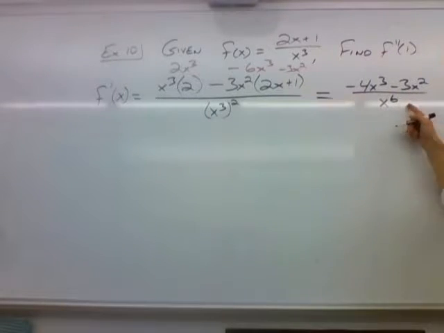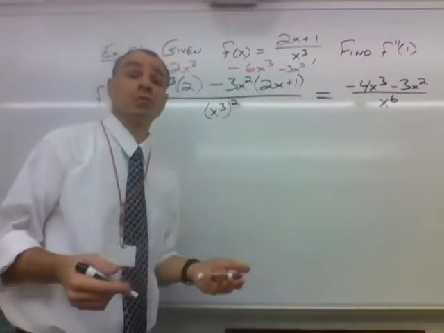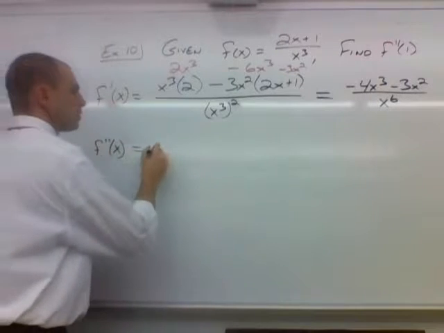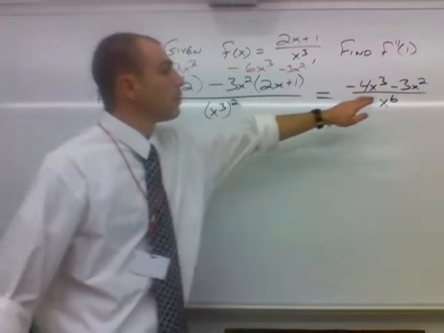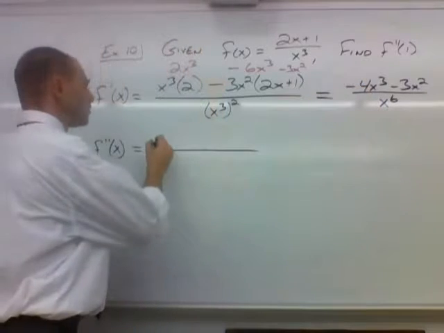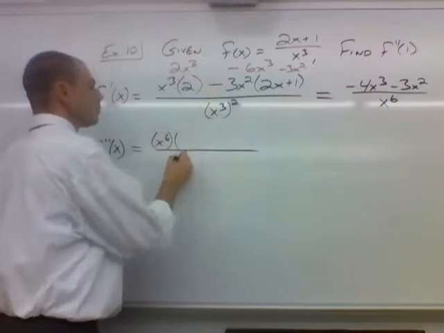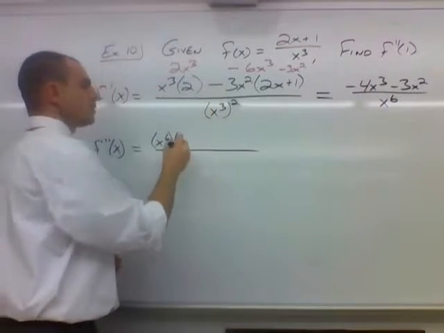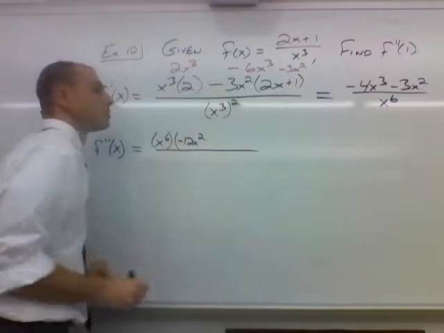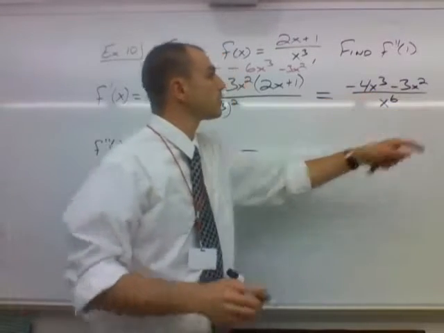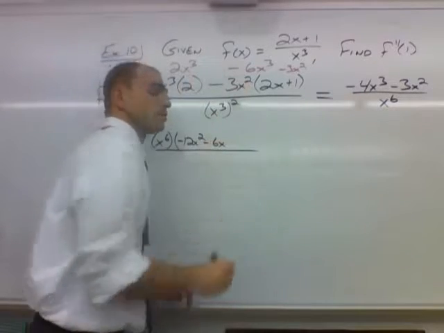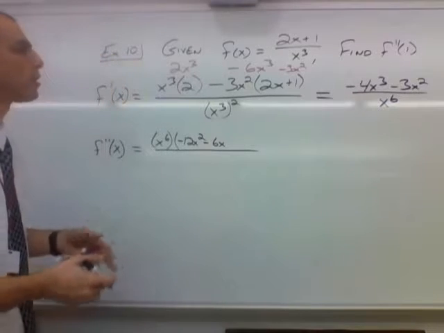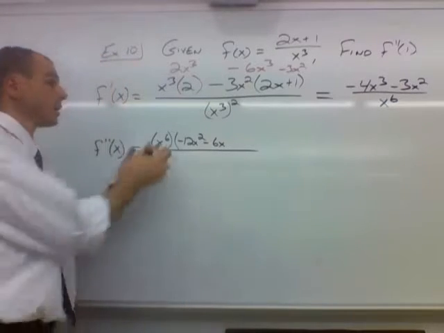Okay, now we have to derive this, and that's going to require the quotient rule a second time. So we're going to go to f double prime of x. All right, that's going to be another fraction bar. And again, bottom times derivative of the top. So x to the 6th, and we're going to multiply that by the derivative of the numerator. Negative 4x cubed is going to derive to negative 12x squared. And minus 3x squared will derive to negative 6x. Okay, we're getting a lot of use out of our power rule now, and our sum difference rule, our coefficient rule. They're all coming into play. We're using them as well as the quotient rule.